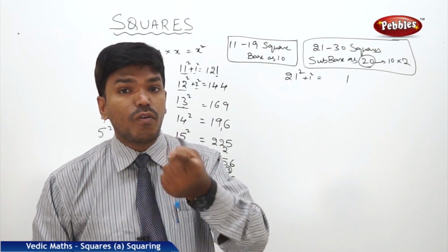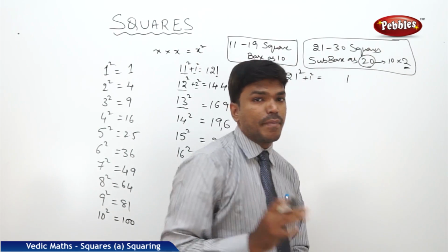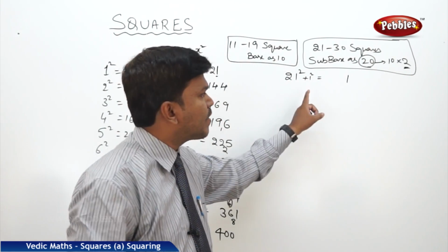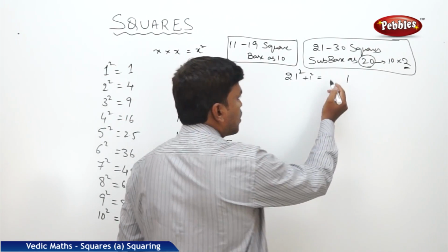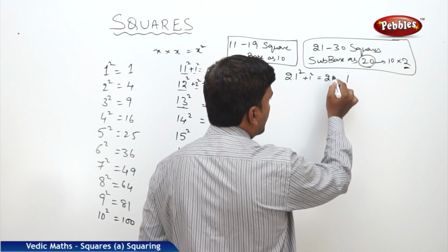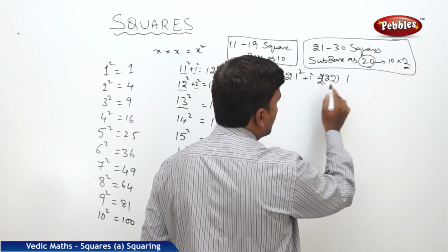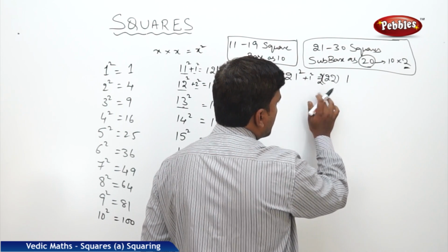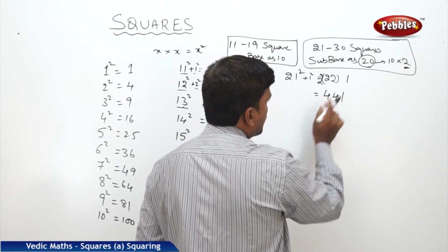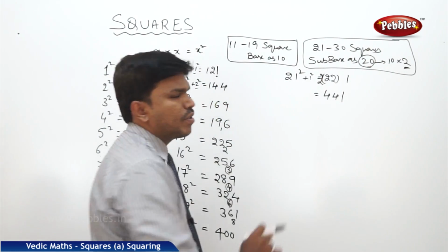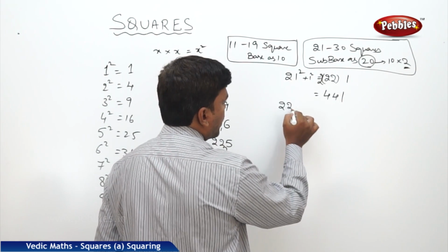You need to make it double. Why? Because it is a multiple of 2, the base which you are taking. So you need to multiply with the 2. So 22 into 2. You got 21 plus 1, 22. Now this 22 is multiplied with 2. Yes or no? Right? So drop 1 as it is. 2 into 22, 44. So 21 square is how much? 441.